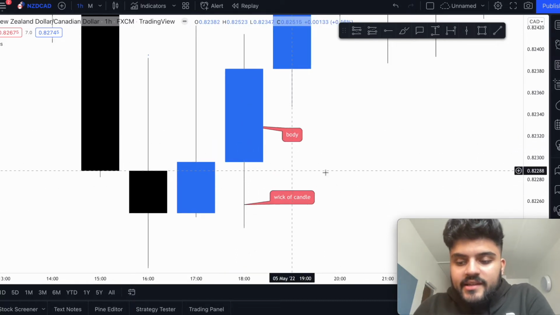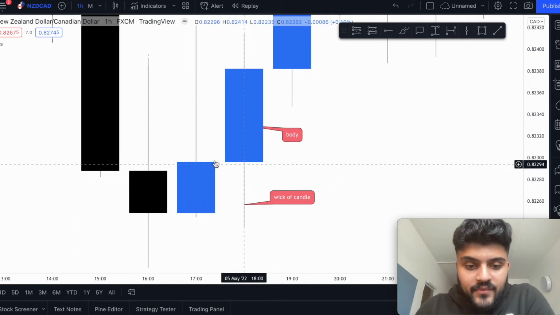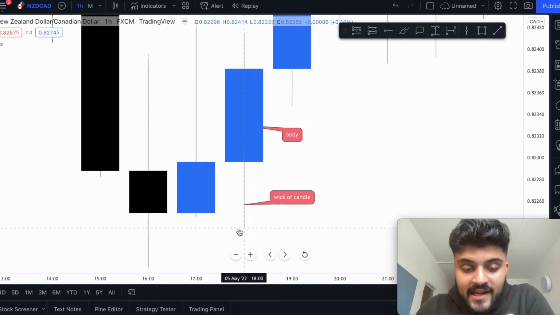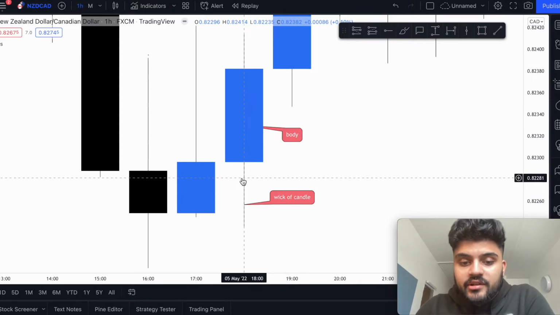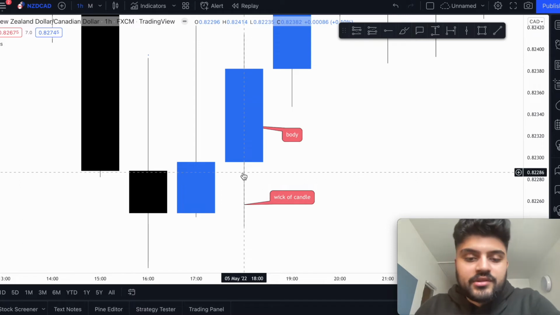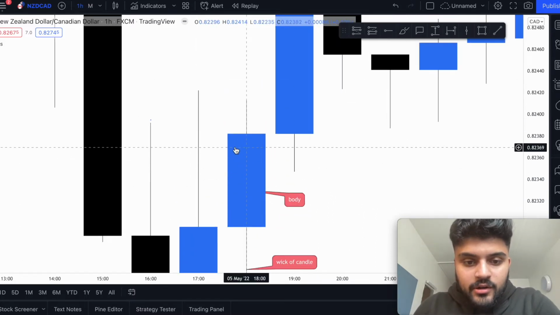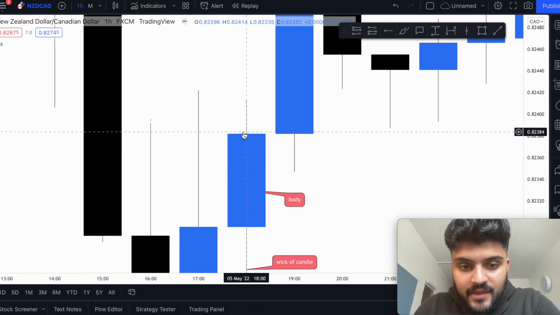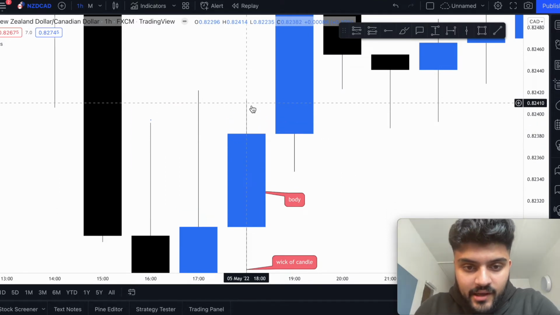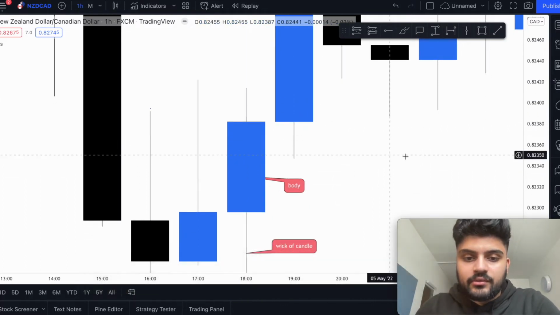And this wick is like a trail. It's a journey. It shows you where the candle's been. So it opens here, goes all the way down. As it starts going up and buyers are pushing it up, the wick is left, because it's showing you where the candle's been. So buyers keep pushing it up, but they don't stop here, guys. They go all the way up to this area where the high is, the high wick, the high of the candle.